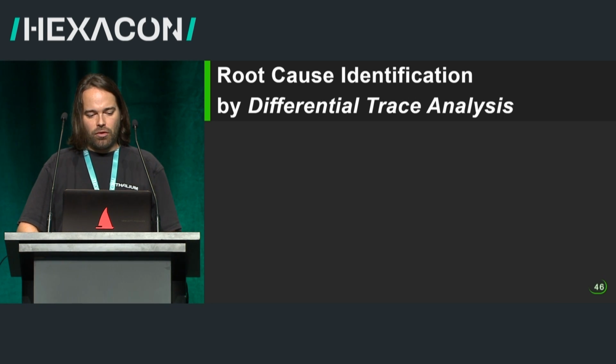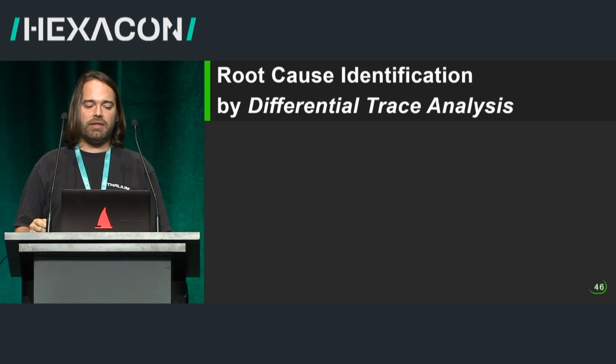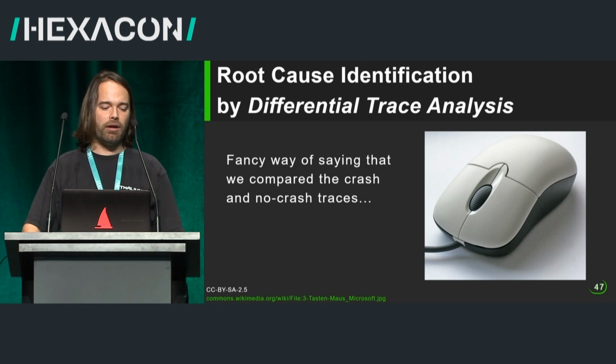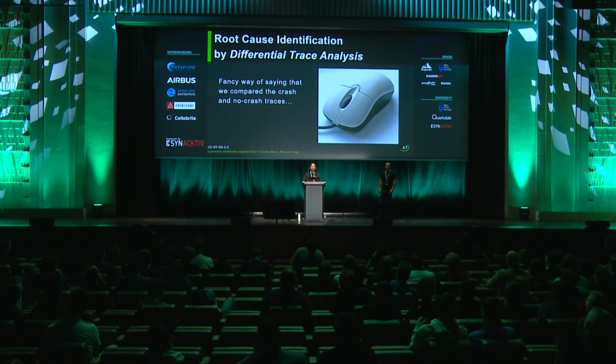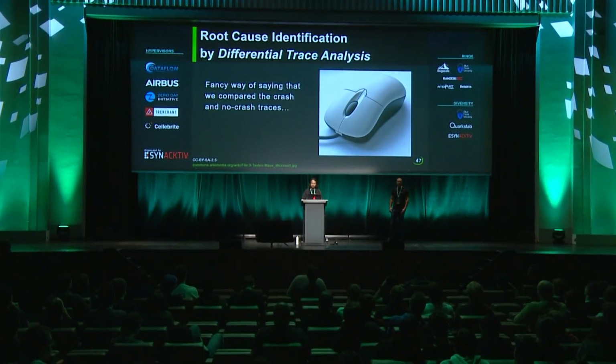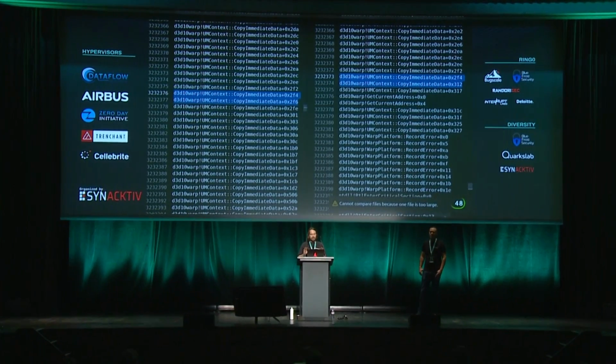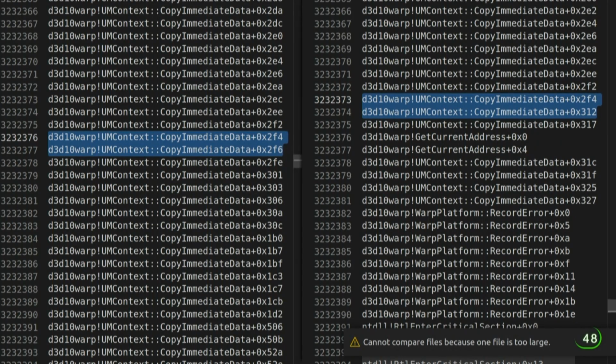The next step is to identify the root cause of this crash. For that, we use differential trace analysis, which is just a fancy way of saying we compared the crash and no crash traces. And for that, we just used the scroll wheel. We loaded both traces in VS Code. It did not complain about loading, but did not activate all the fancy red, green diff colors. But thanks to our scroll wheel, we could identify the last common address here in that function to these 2 traces. So there is a slight offset, but it's the same.